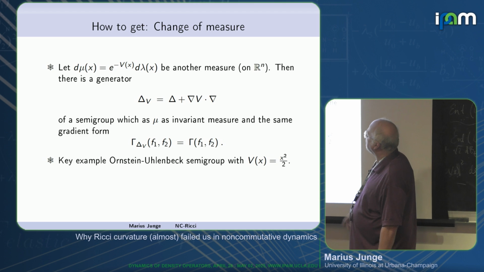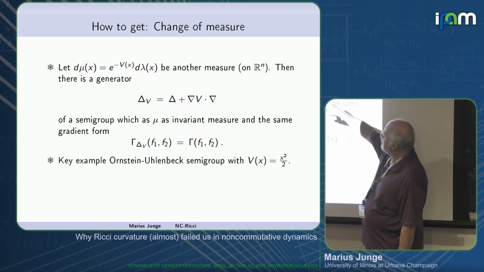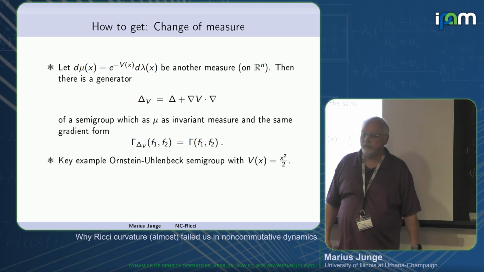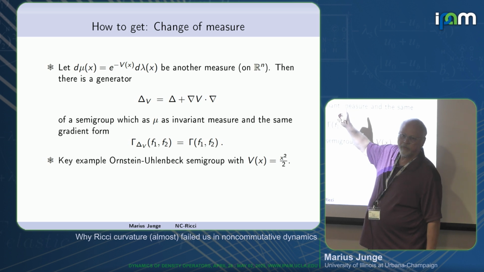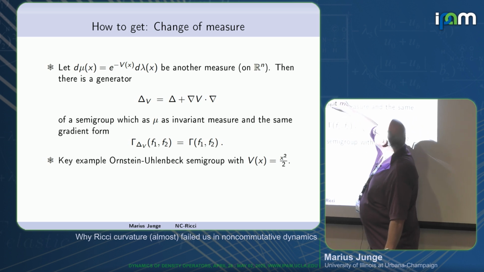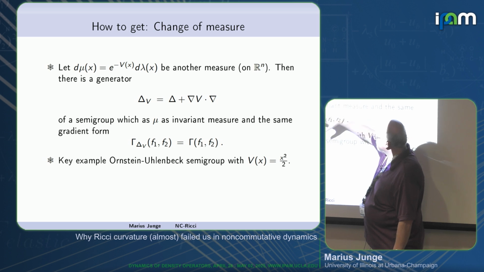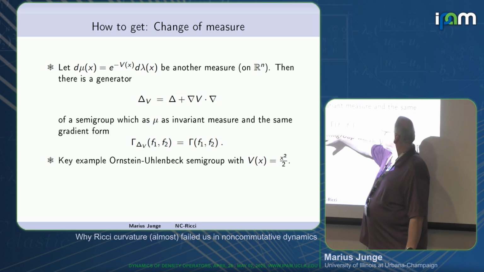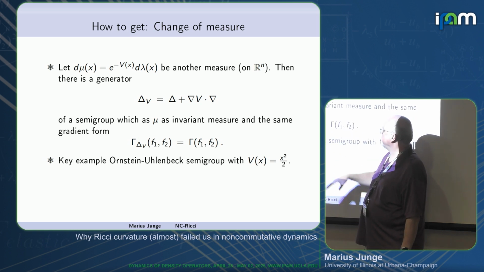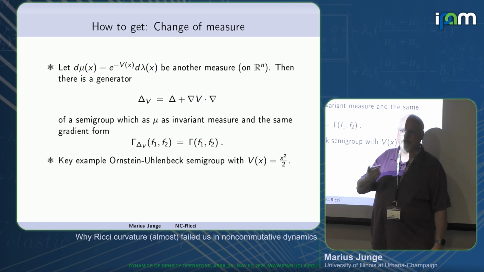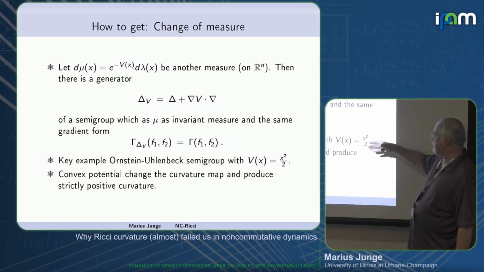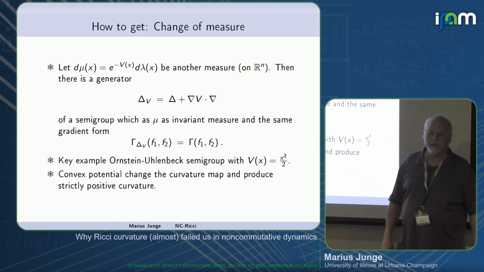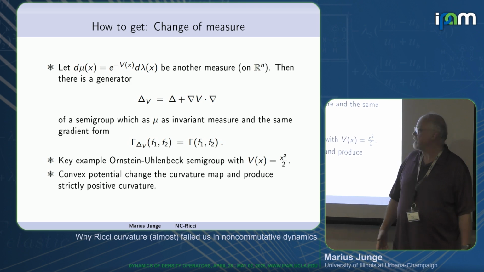If you have a change of measure, you can define a new generator of a semigroup in this form. Then you do the calculation. This is a change of variable formula, which is very easy. Then the convexity of V tells you that you can write down the corresponding semigroup, and essentially you do a differential calculus, and the gradient form is preserved, but the curvature gets better if V is convex. So for a convex potential, you suddenly get Ricci curvature. So that's the story.